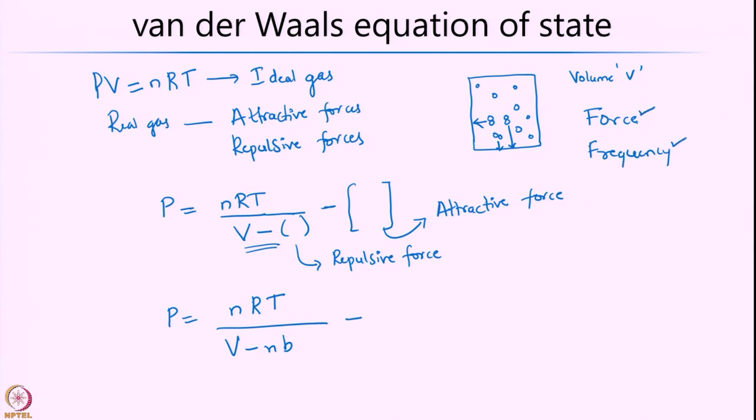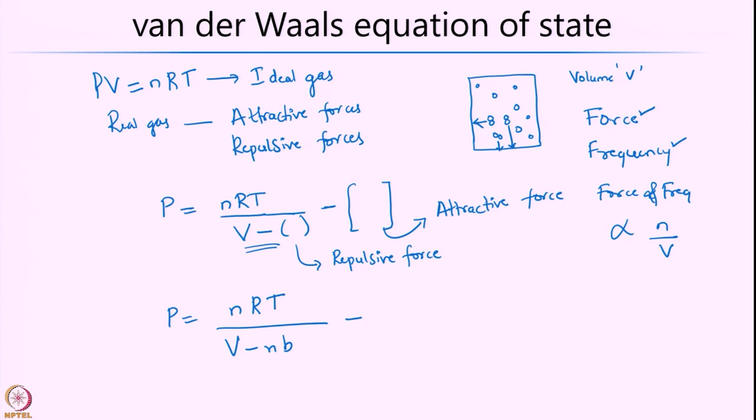So what do these two terms depend on, the force and the frequency? I hope you agree that it makes sense to say that these two quantities are directly proportional to the molar concentration, or the number of molecules per unit volume. In other words, it is n divided by V, because if you have more molecules, their frequency of collision would also be more and the force would also be higher. As a result, force and frequency are directly proportional to the molar concentration of the gas molecules.